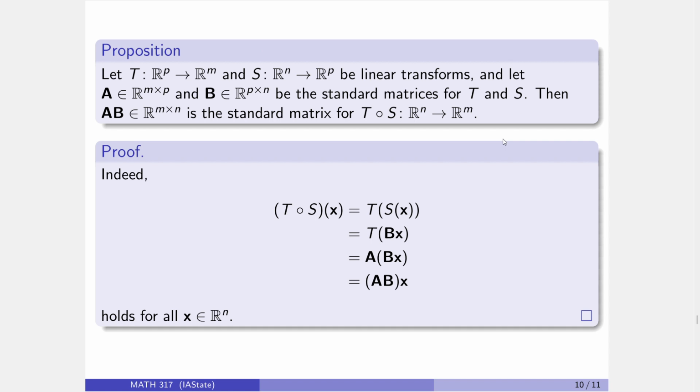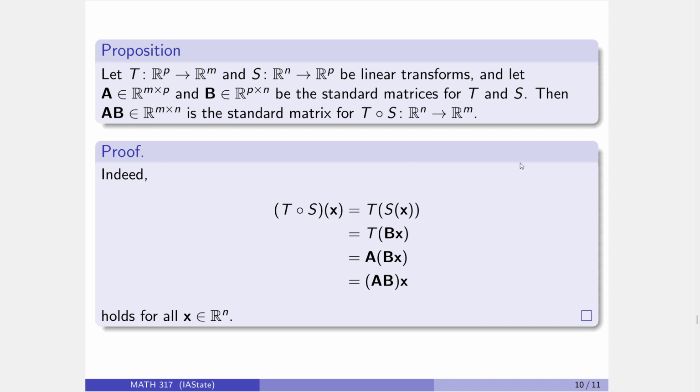Alright, and in order to prove this, we know the standard matrix is unique, so we just need to prove that feeding x into T circ S just gives us A times B times x. Alright, so T circ S, feed in x, you get T of S of x. S has B as its standard matrix, so this is B times x. T has A as a standard matrix, so we have A times that, and hey, good thing I spent an entire day proving that matrix multiplication is associative, so I can move those parentheses over, verifying that T circ S's matrix is indeed A times B.